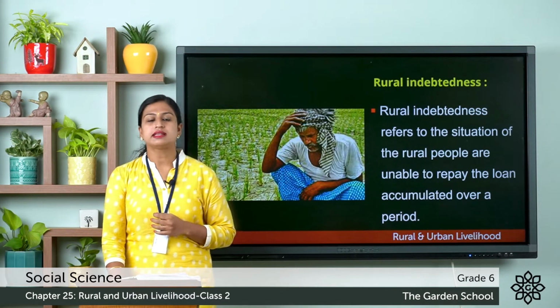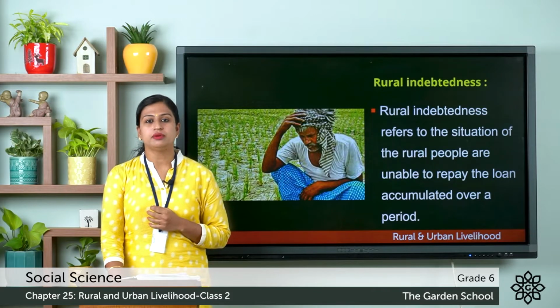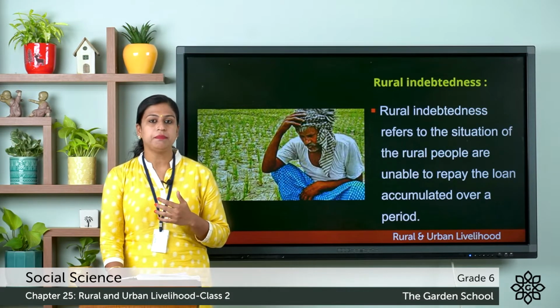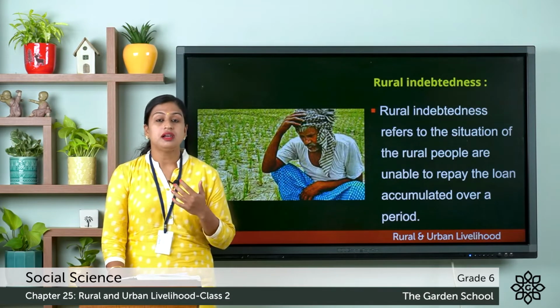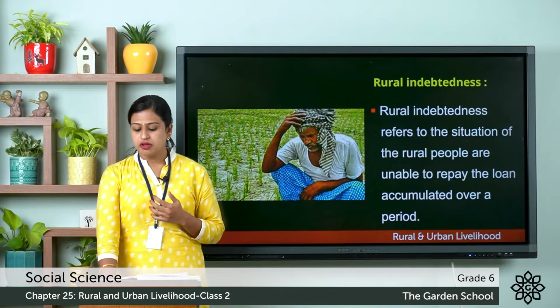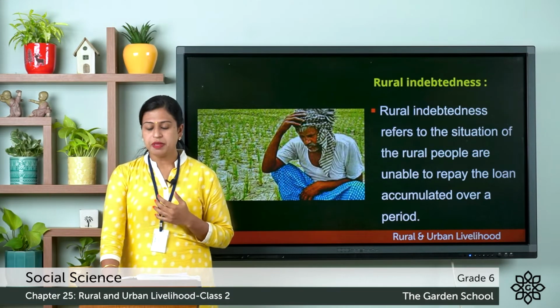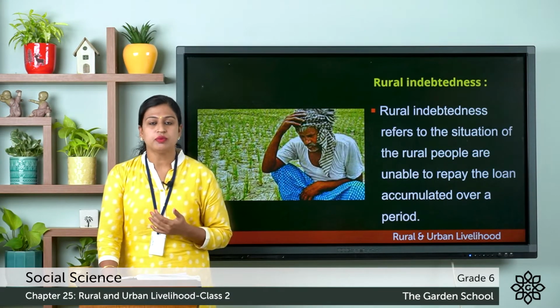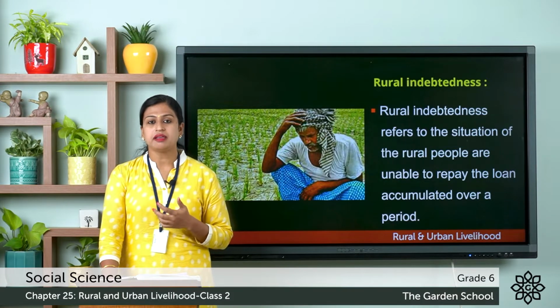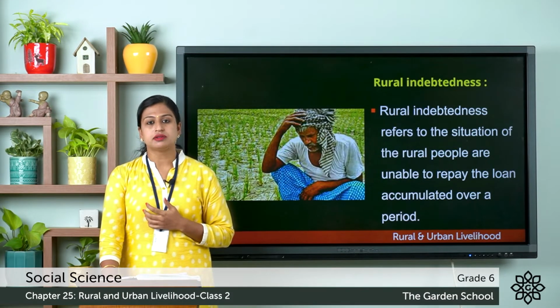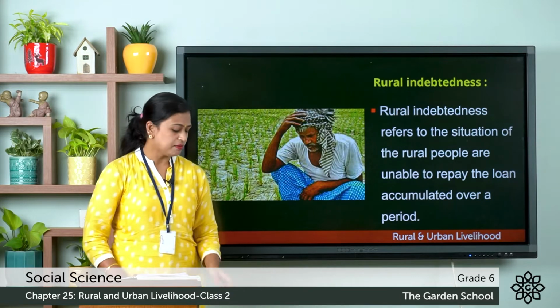Next, we will discuss urban livelihood. So, you all know that a city is a large place where people are engaged in a large variety of activities to earn their livelihood. And here the people work as factory workers, mill owners, bank managers, domestic help, vegetable vendors and so on. So, let's discuss some of them.